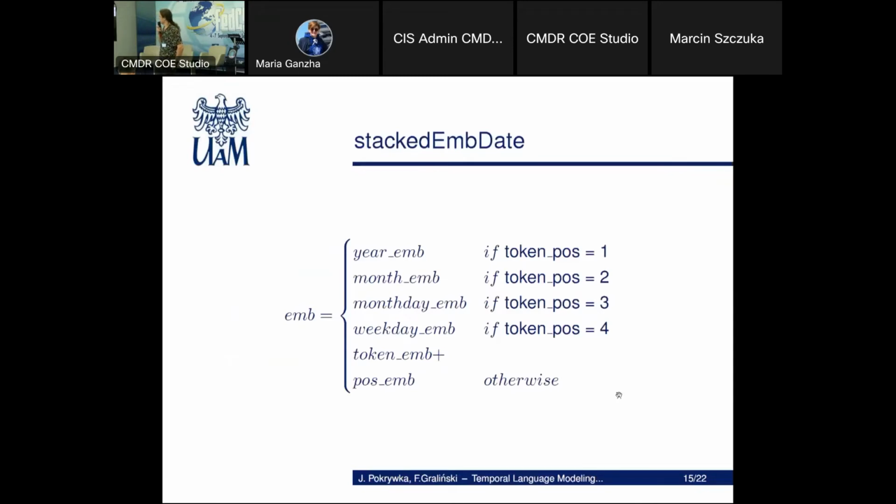So the first approach is stacked embedding date. We trained embeddings for every date element: for year, for month, month day, week day, and prepended these tokens to the text. So the first token is always the year embedding, second is the month embedding, third is the month day, fourth is the week day, and every next embedding is an embedding of text tokens.